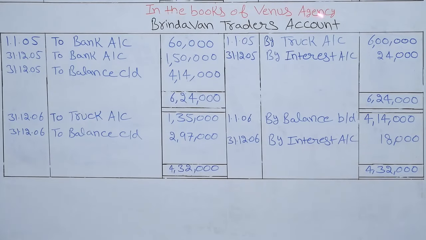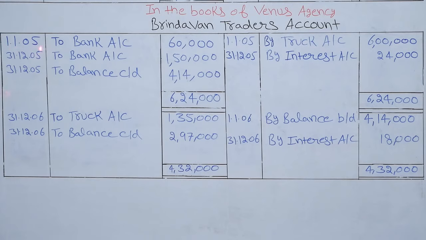In the books of Venus Agency, that is the hire purchaser, Vrindavan Traders account: on 1st January 2005, Venus Agency purchased trucks of rupees 6 lakh. So what will be the entry? The entry will be truck account debit to Vrindavan Traders account.